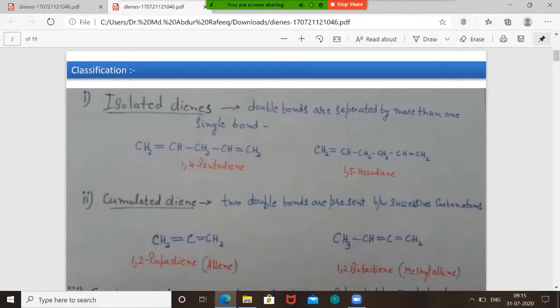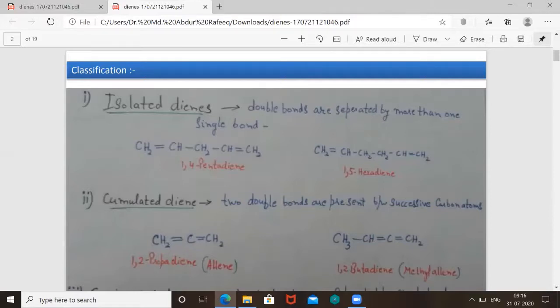Isolated dienes means double bonds are separated by more than one single bond. That means at one place a double bond is there, then 2, 3, and 4, and the next double bond comes after the fifth. Somewhere the double bonds are separated by several single bonds. They are called isolated dienes.